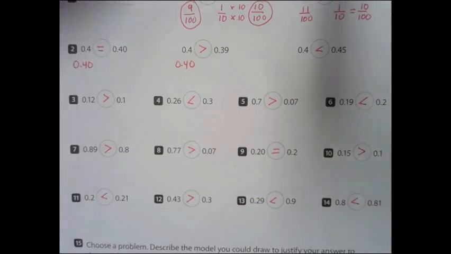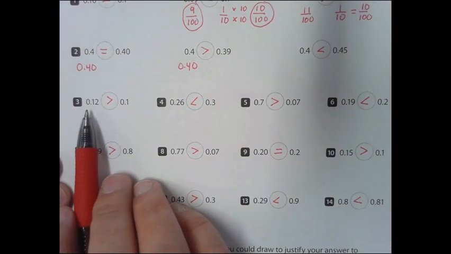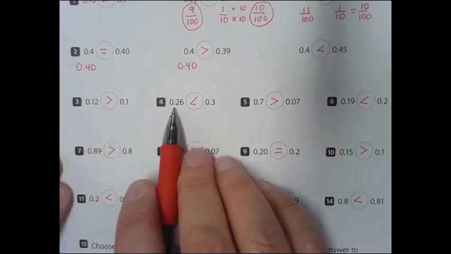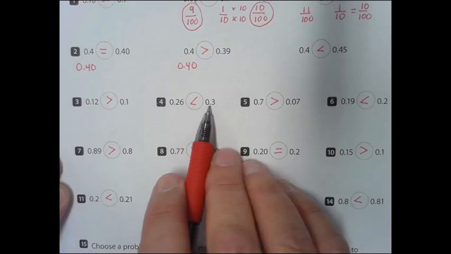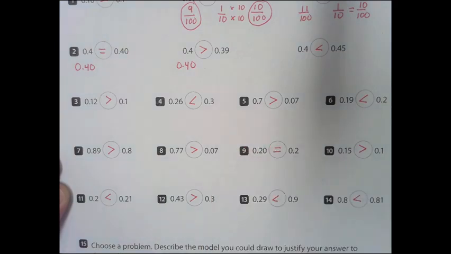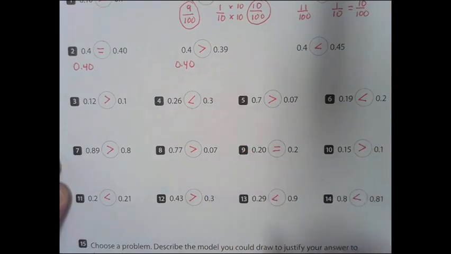All right, number 3 is 12/100ths is greater than 1/10. 26/100ths is less than 3/10. 7/10ths is greater than 70/100ths. Now, this one can be a little tricky because if you're looking at it very quickly, you can see, oh, 7 and 7, they're equal, right?